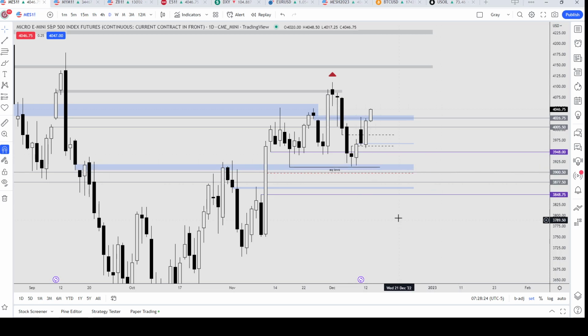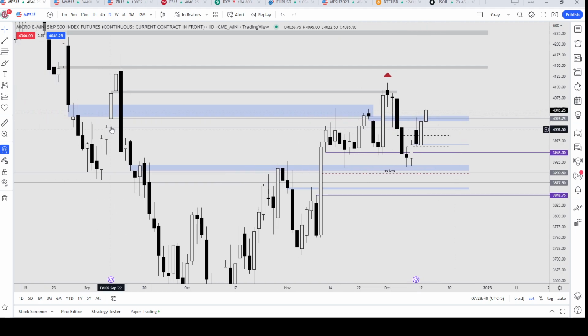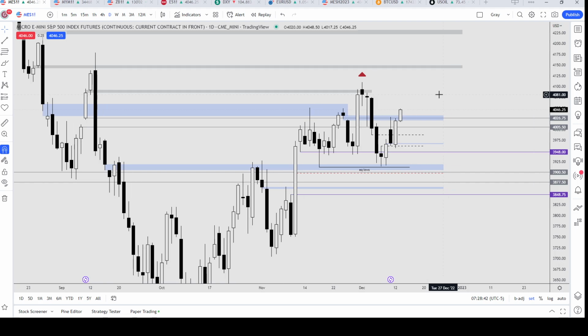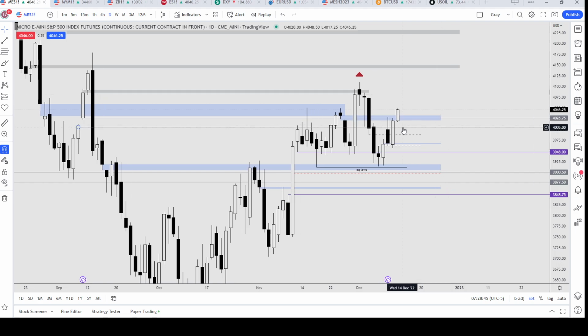Alright guys, so prior to CPI we have the price action spooling higher, even taking out the previous resistance, which is the daily volume imbalance over here, and also the daily gap over here. So on CPI, what do I expect?